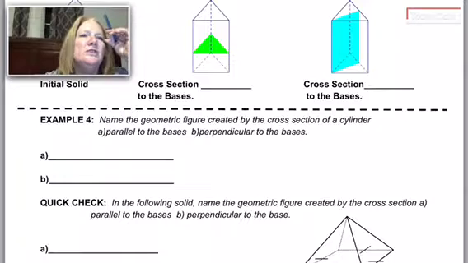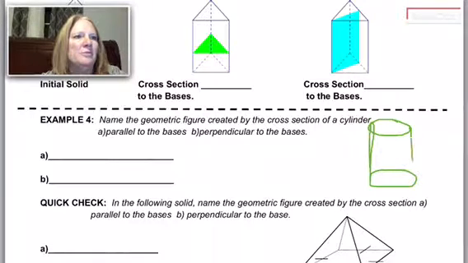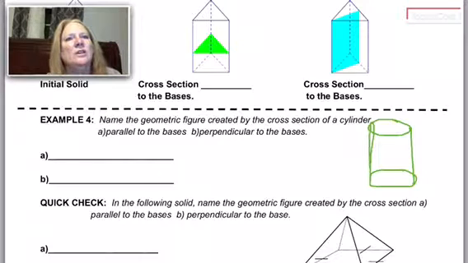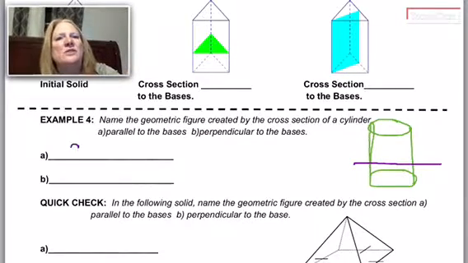Name the geometric figure created by the cross section of a cylinder. I'll do my best to draw a little cylinder here. The bases are circles. And if you remember when we looked at the net of a cylinder, the shape of the lateral surface is actually a rectangle. I don't know how well I can draw it here, but if you take a cross section this way, it's going to be in the shape of the base, a circle.